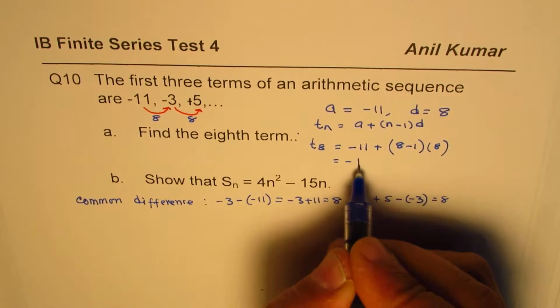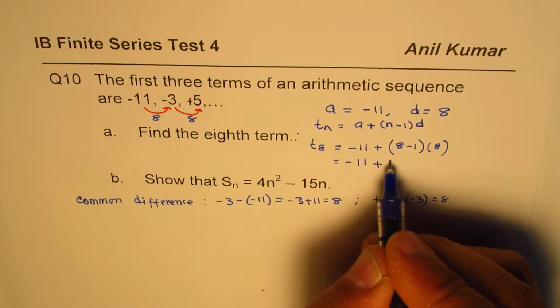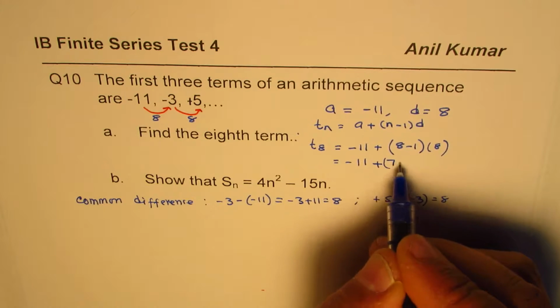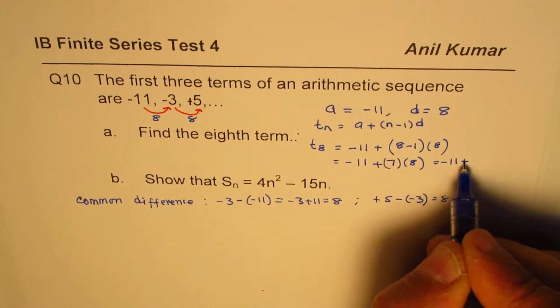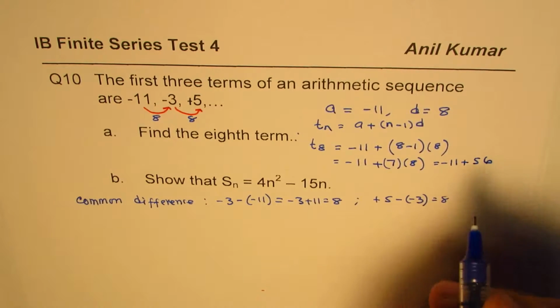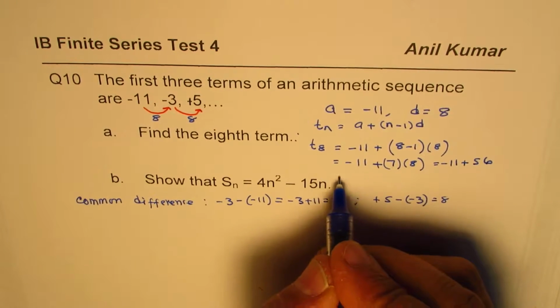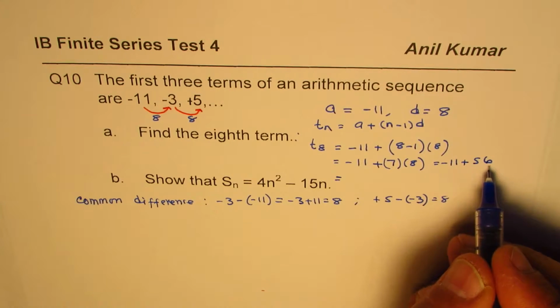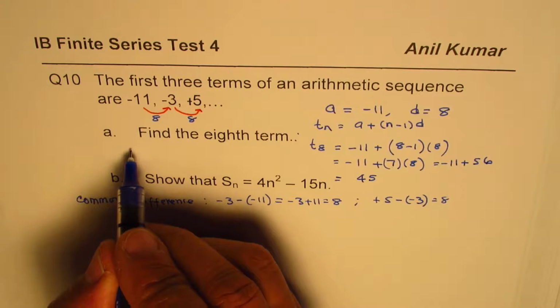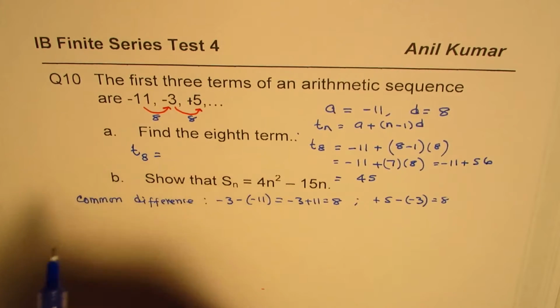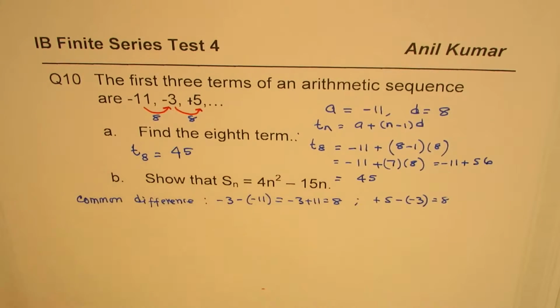So that gives you minus 11 plus 7 times 8. So that is minus 11 plus 56, and that is equal to 56 minus 11, 45, right? So the eighth term is 45, correct? So we get the answer for part a.